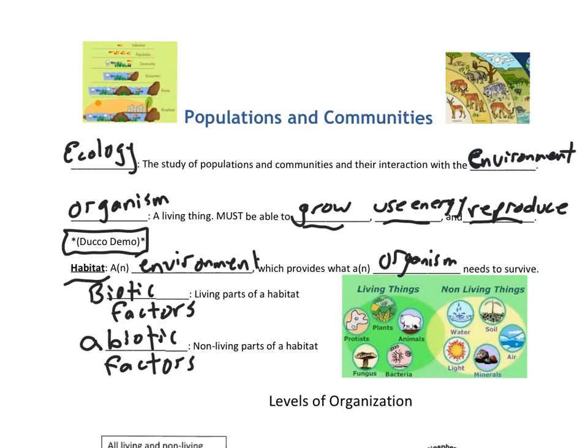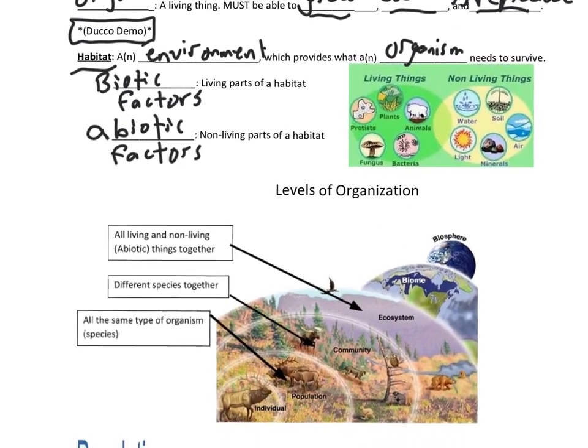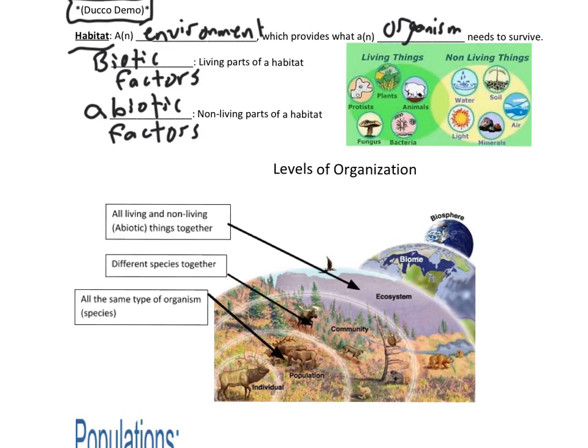So biotic factors include things like animals and plants and fungi and bacteria, but abiotic factors include things like wind, air, minerals, sunlight, water. Things that are not living but contribute to helping an organism live in its environment. We also have levels of organization for ecology. We'll start with the largest and work our way down to the smallest.